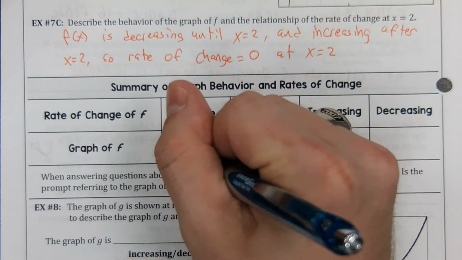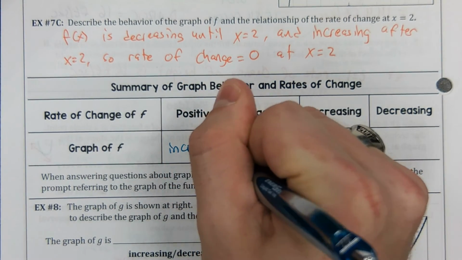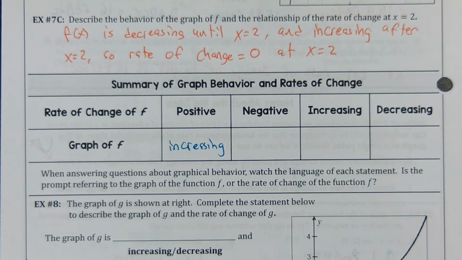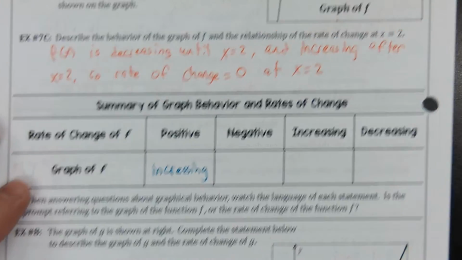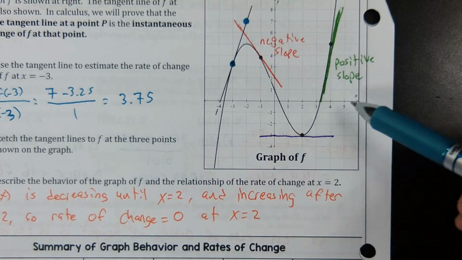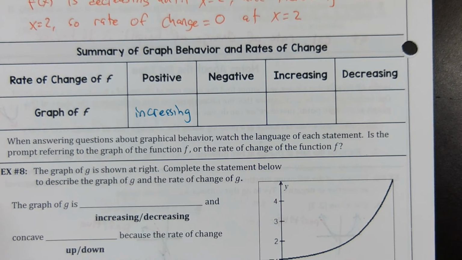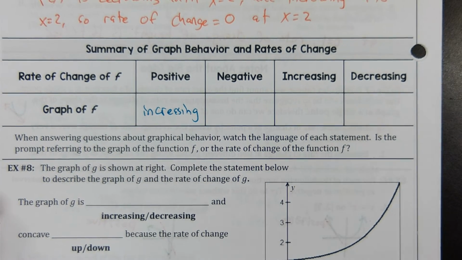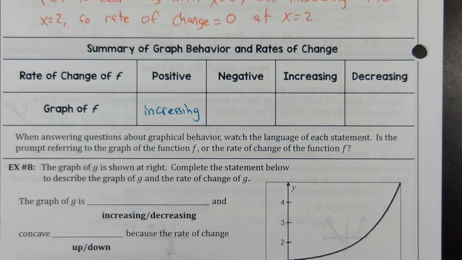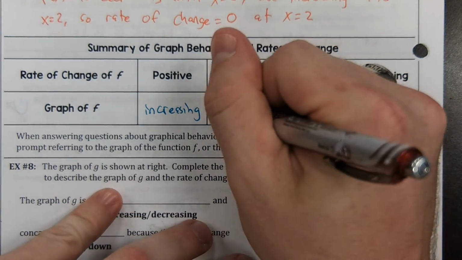So it's just concave up? That's a different idea. It's just increasing. It's going up. See, look, this is going up and this is going up. So it doesn't have anything to do with concavity. If the rate of change is negative, then your graph is decreasing.